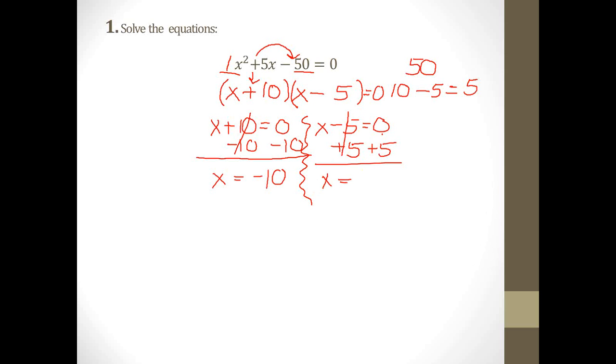On the left side it cancels out. On the right side, 0 plus 5 is 5. So our answer to this factoring problem, and you can write the solution set like this, is -10 and 5. This actually is B on your answer key, on your packet, if you printed it.